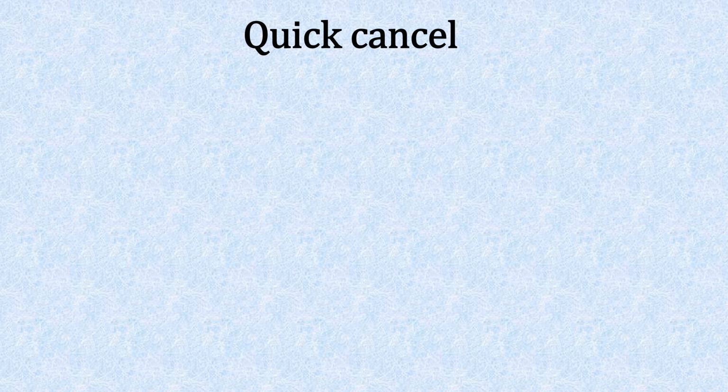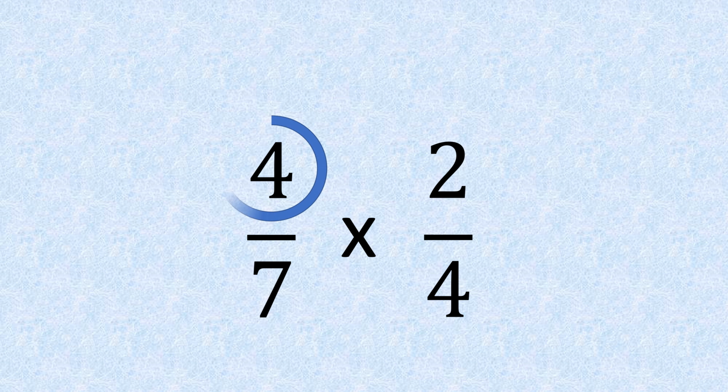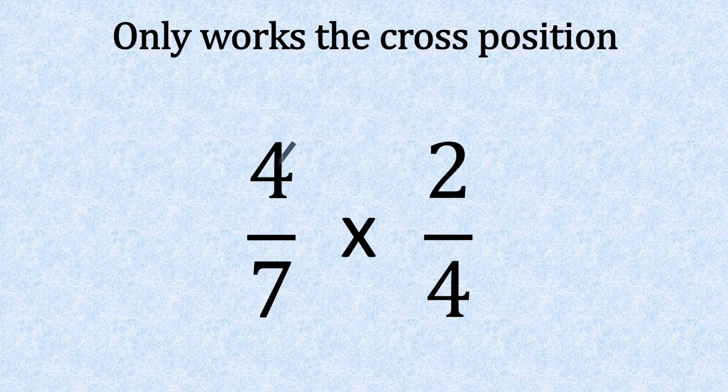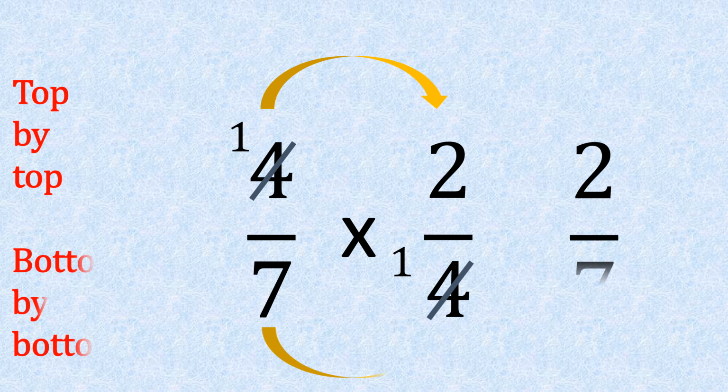Now we're going to look at the same fractions again, and what you can see is we have a 4 in the top and a 4 in the bottom line. Now when they're in the cross position like this, you can do what we call a quick cancel. So 4s into 4s go once, we'll cancel them out, and now we can do the fraction. 1 times 2 is 2, 7 times 1 is 7, so that takes us straight away to 2/7.